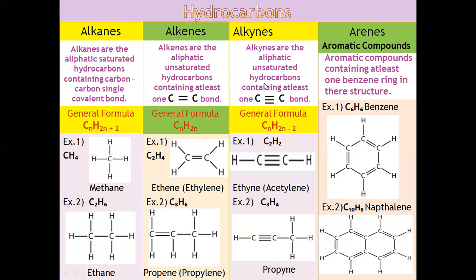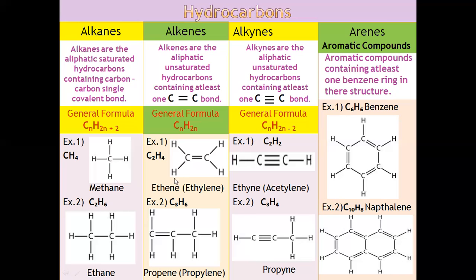Hydrocarbon means the compound contains carbon and hydrogen only. Then the definition becomes: alkynes are the aliphatic unsaturated hydrocarbons containing at least one carbon-carbon triple bond, and having general formula CnH2n minus 2. If we compare the formula of alkanes, then this alkyne contains 4 hydrogen atoms less than the parent alkane.